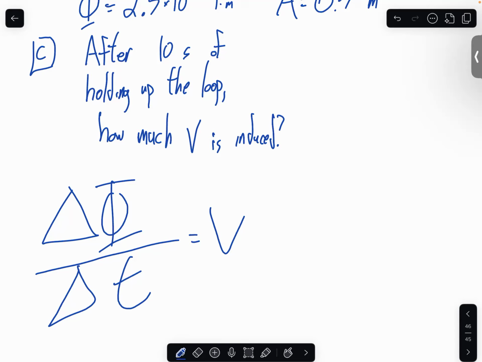If there were a change in flux, then there would be a voltage inducing a current in the wire. Then electricity would flow here, assuming I've got a complete loop.